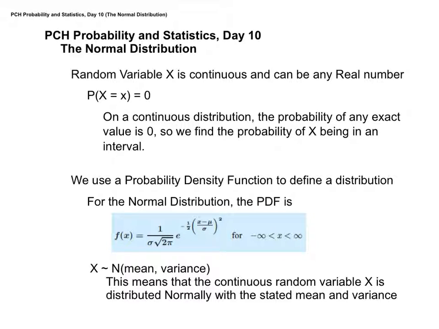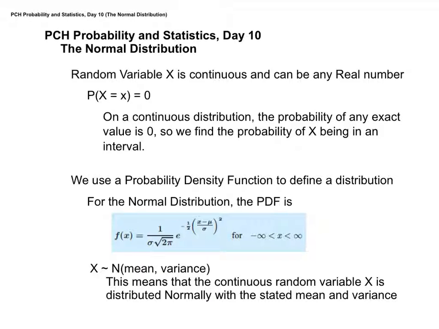However, we could find the probability that it's anywhere between 4.0 and 5. We can find the probability of different ranges of values. And that's what we'll be doing here as we look at the normal distribution.